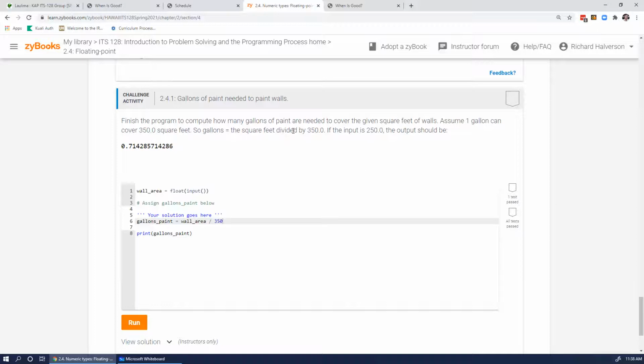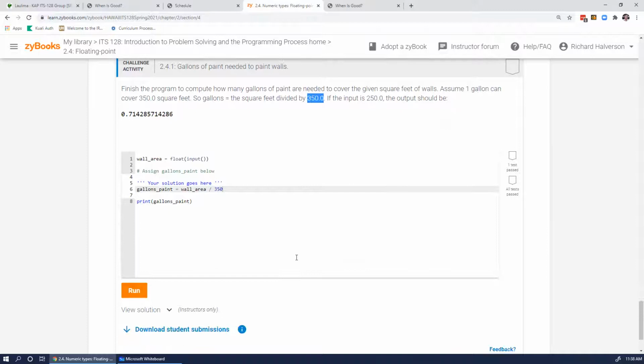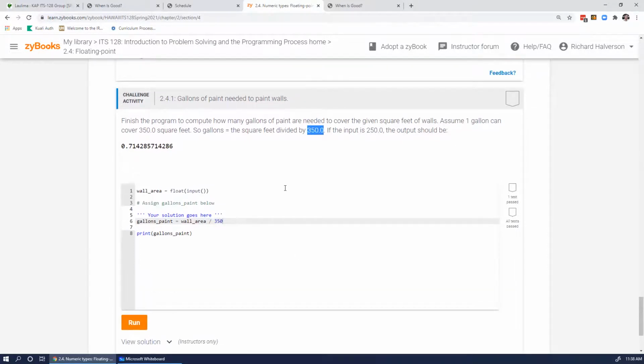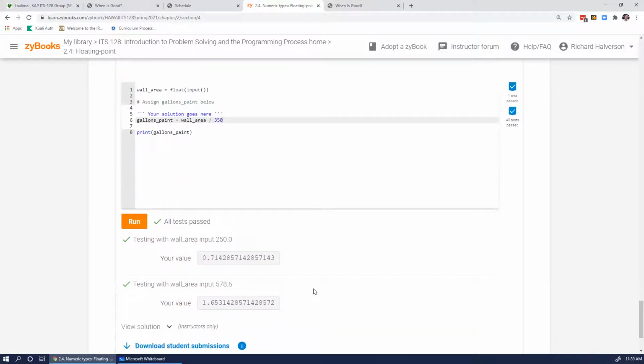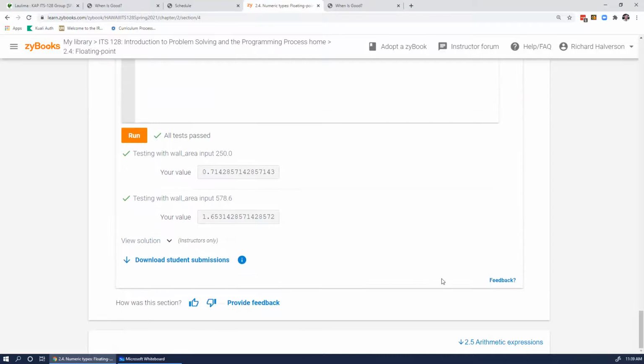Oh, look, gallons equals the square feet divided by 350. Okay, so I just showed you a little bit of algebra there. Algebra is not something to be afraid of. All right, so anyway, let's run this and see what it looks like. Oh, look, I got the right answer. All right, very good.